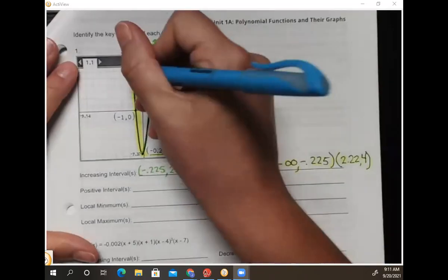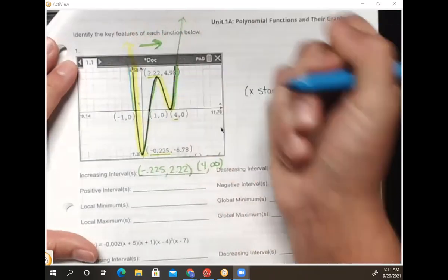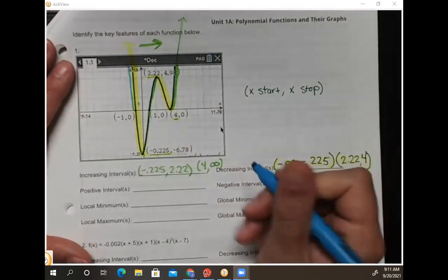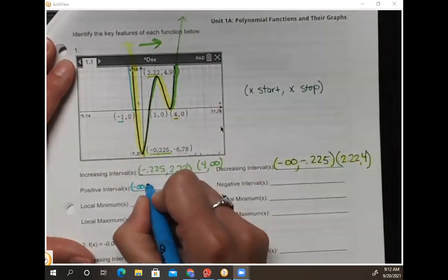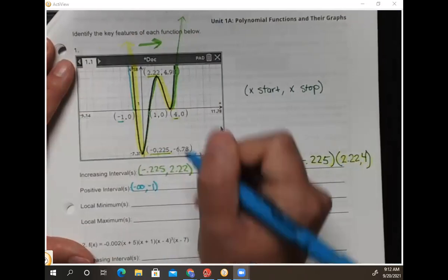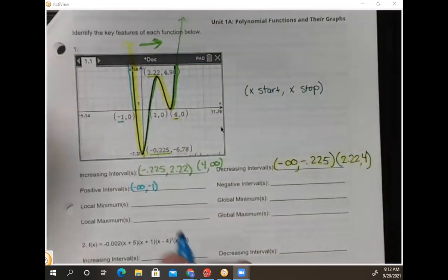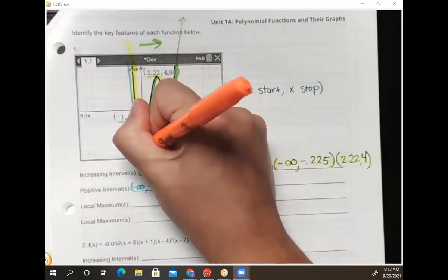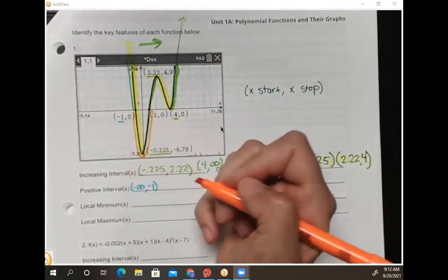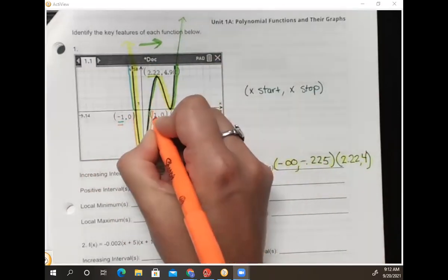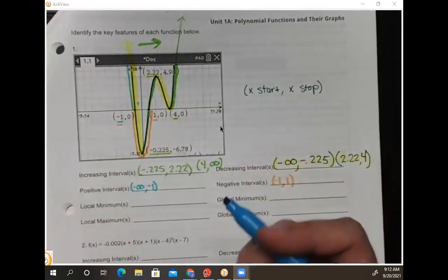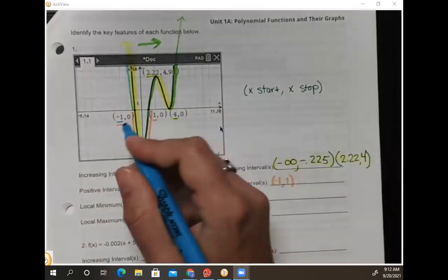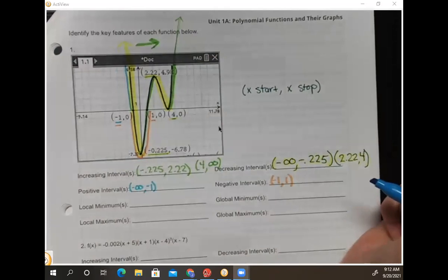So as I look at my graph, this chunk that I start with is above the x-axis, so that's a positive interval. So from when x is negative infinity until x is -1, we have a positive interval because we're above the x-axis. We have now a negative interval for this portion of the graph because we're below the x-axis. So from -1 until +1, we have a negative interval because this section of my graph between -1 and +1 is below the x-axis. That makes it negative.